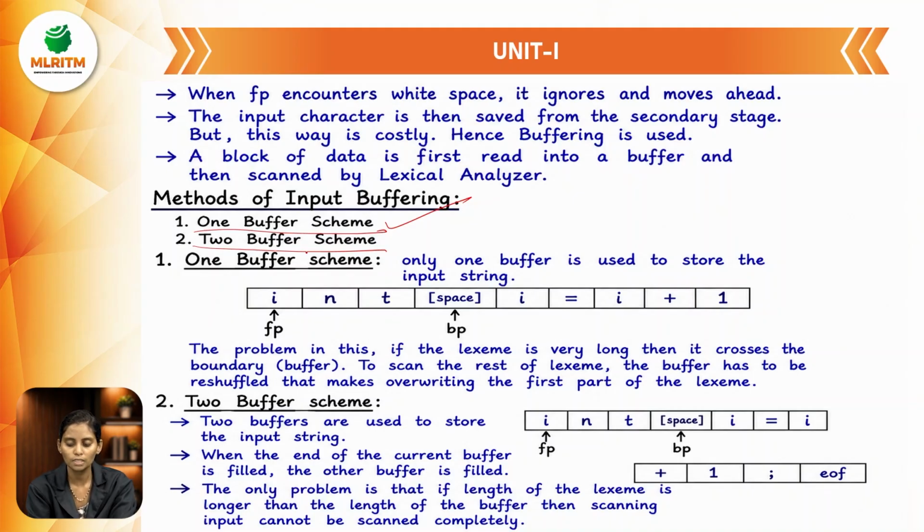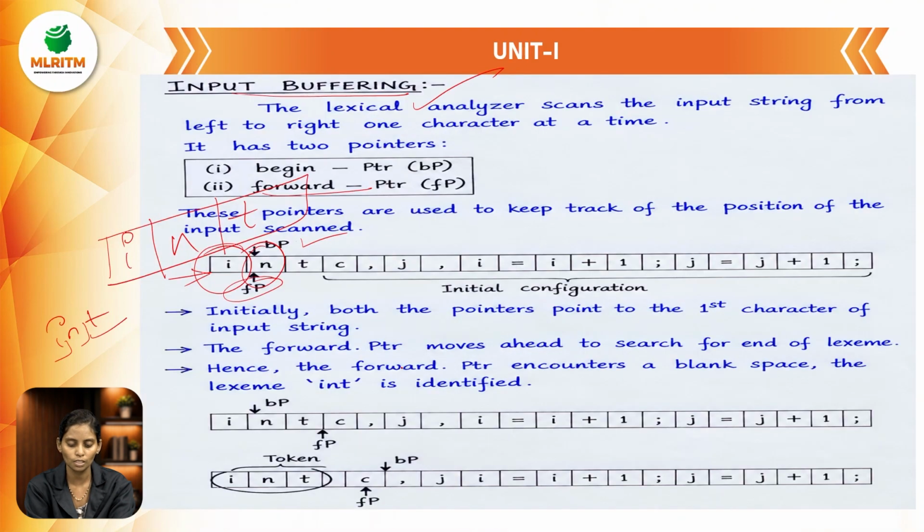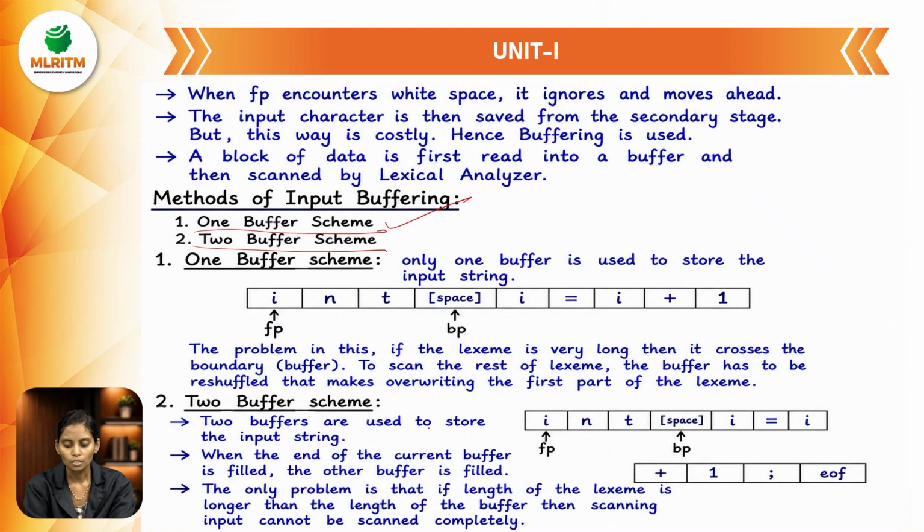So one buffer is nothing but whatever we have written. So here no extra space is going to be occupied. In the one buffer scheme, it will analyze the space as well as each and every instruction. So here you can see the problem: if the lexeme is very long, then it crosses the buffer boundary. To scan the rest of the lexeme, the buffer has to be reshuffled.